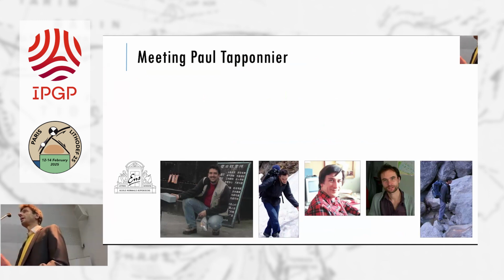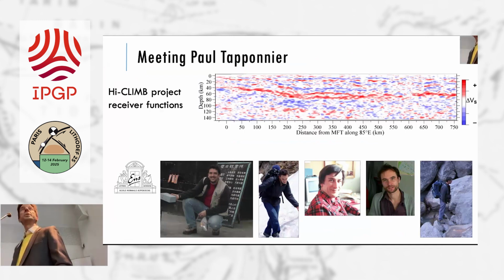And before the defense, I came here with my supervisor, Jérôme Vergne, who is here on the left, to show Paul my main result from the thesis, which is this profile. It is a receiver function migration profile. Rob already explained what receiver functions are. What you see here in red is not velocities, but velocity changes with depth. And basically what you see is how the Moho from the south in India gets deeper and deeper below southern Tibet and gets flat again in southern Tibet.